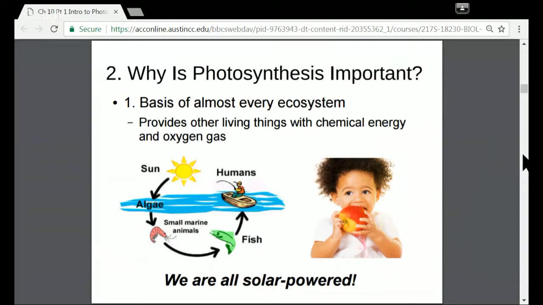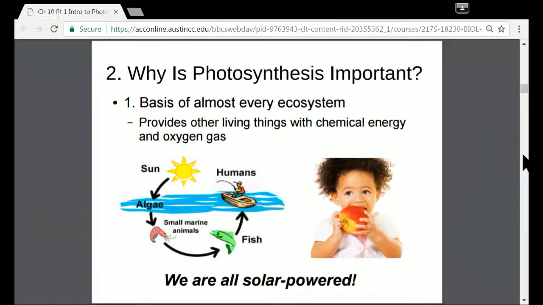Next, we're going to briefly discuss why photosynthesis is important. Some sources refer to photosynthesis as the most important biological reaction. So why is that? Well, photosynthesizers, these things we call producers, provide all of the other life on this planet with food and also with oxygen. So that's kind of important.